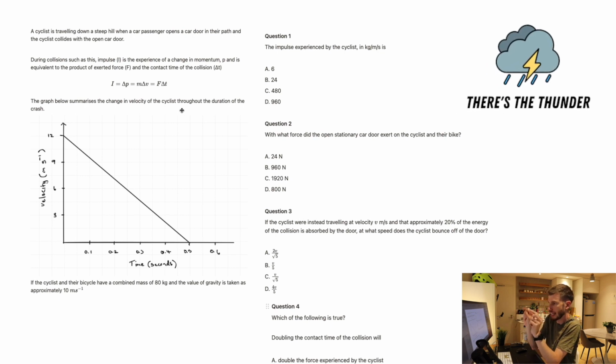Whenever you see these, it means that they're all equivalent. You could take any two items and match them and make them equal to each other. So that means that we could say that I is equal to delta P. We could also say delta P is equal to m delta v.